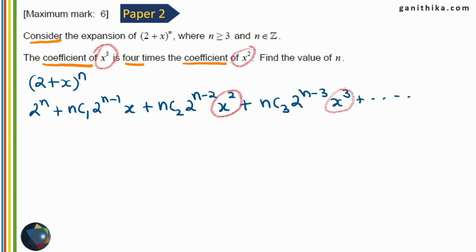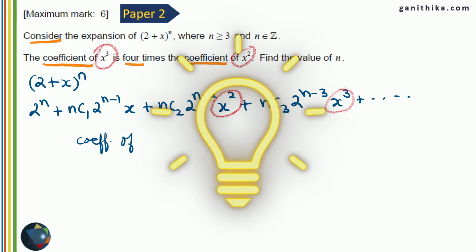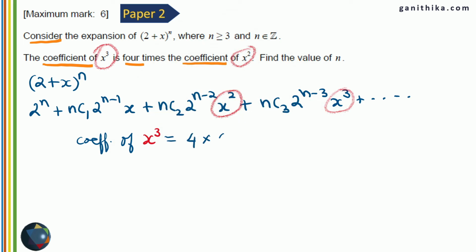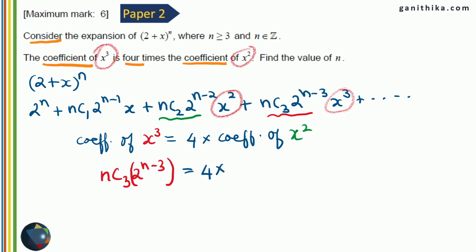Now be careful about the question. The question is saying the coefficient of x cube is equal to 4 times the coefficient of x square. Which is the coefficient of x cube and x square? This is for x square. This is for x cube. So you have to be careful about swapping the x square and x cube terms. So first you write the x cube coefficient equal to 4 times the x square coefficient.